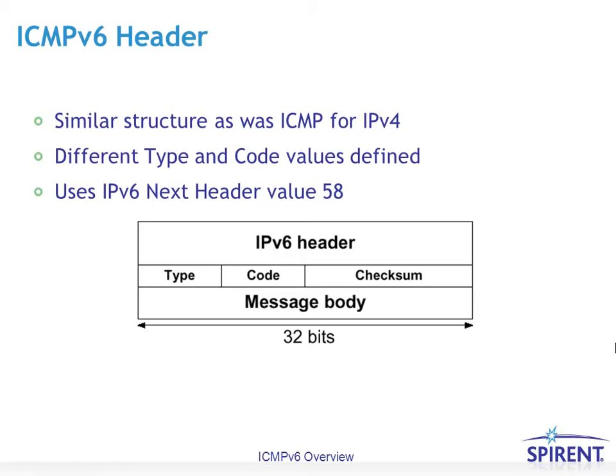The ICMPv6 header is depicted here. It has a similar structure to ICMP for version 4. It has a type field, which is 1 byte, a code field, which is 1 byte, and a checksum, which is 2 bytes, followed by the message body. A big difference is it uses a next header value of 58, whereas ICMP for v4 used a protocol field of 1.